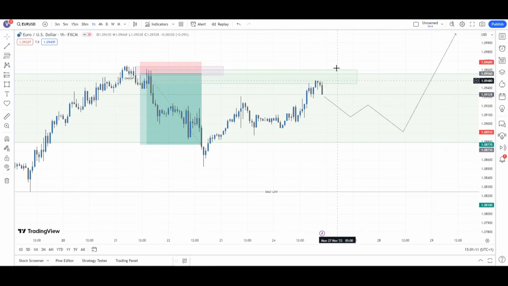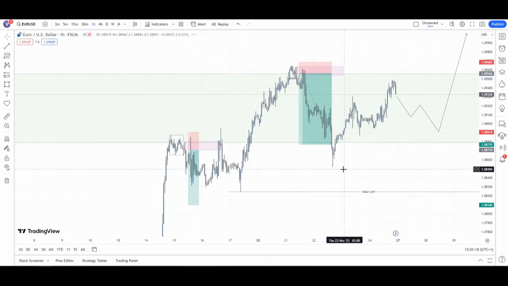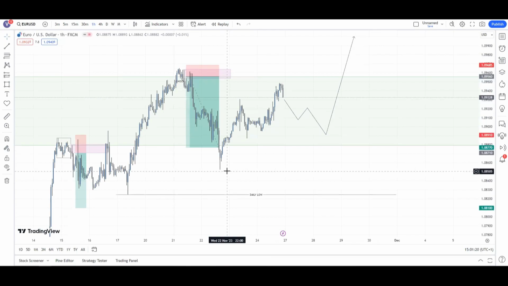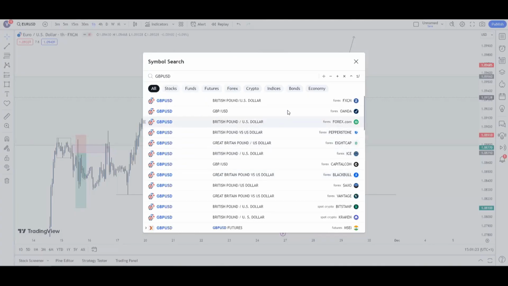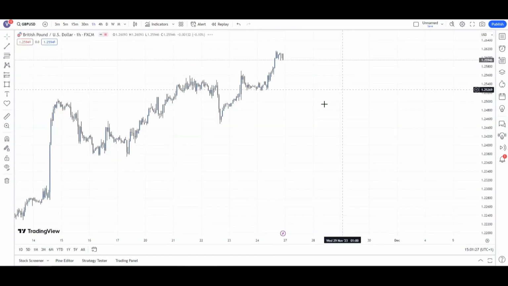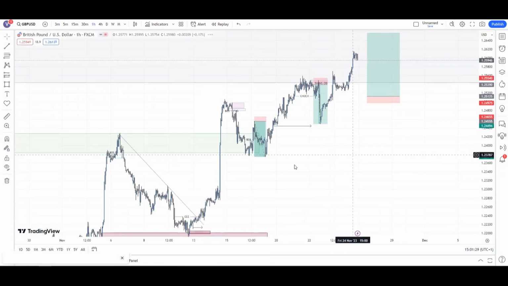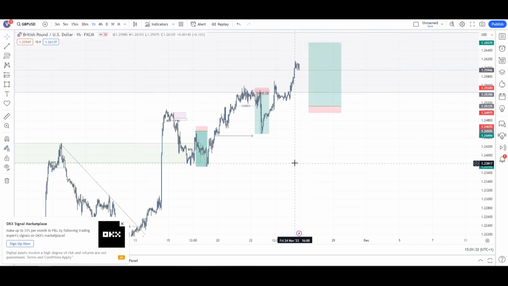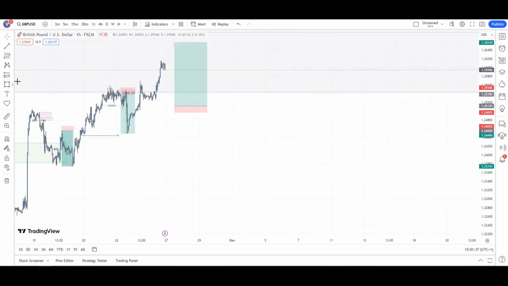Yeah, I want to actually see price come back down and continue buying. So now, GBP USD, right? Let's go to GBP USD. Personally, I'm expecting a similar thing on GBP USD. Now, GBP USD and Euro USD move alike. They have the same movement, just that one moves faster than the other.